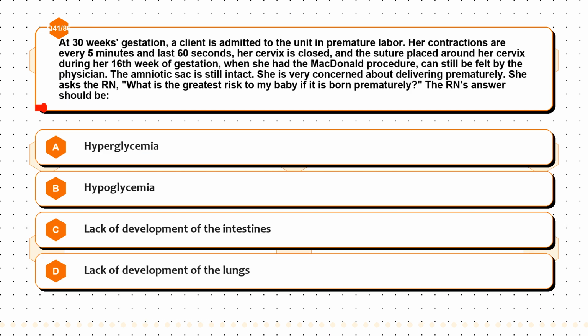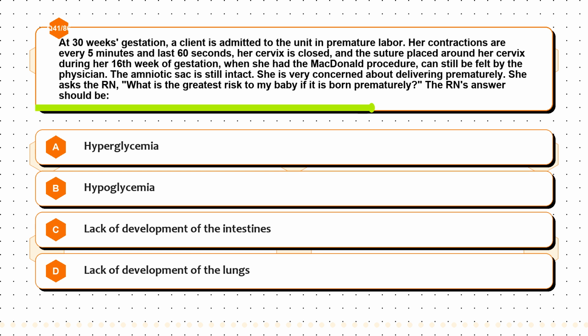Question 41. At 30 weeks gestation, a client is admitted to the unit in premature labor. Her contractions are every 5 minutes and last 60 seconds, her cervix is closed, and the suture placed around her cervix during her 16th week of gestation, when she had the McDonald procedure, can still be felt by the physician. The amniotic sac is still intact. She is very concerned about delivering prematurely. She asks the RN, "What is the greatest risk to my baby if it is born prematurely?"